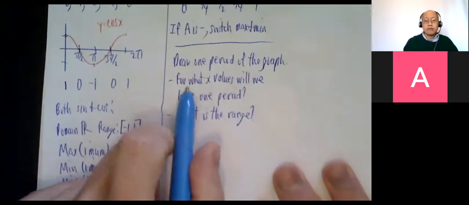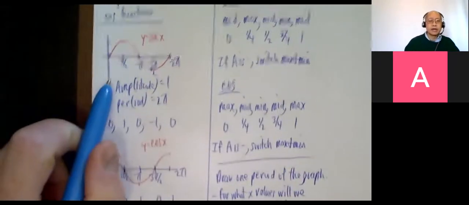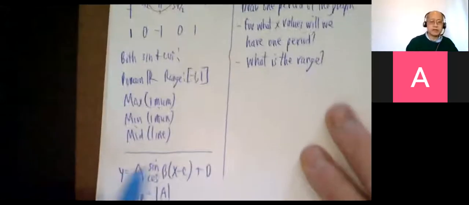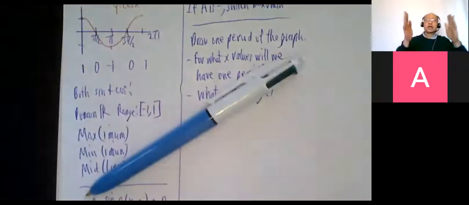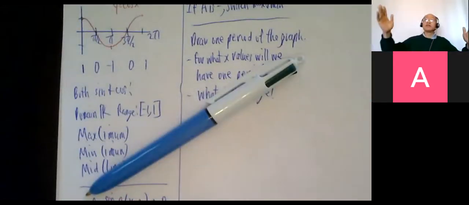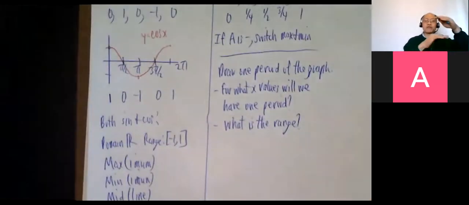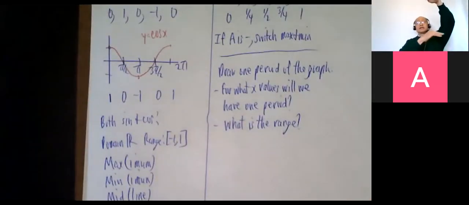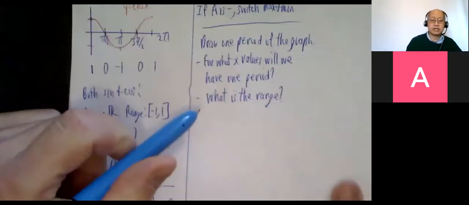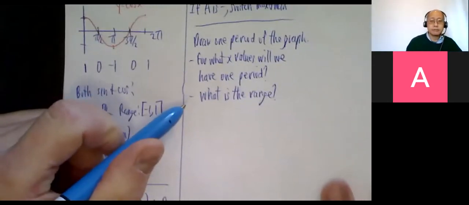Okay. For what x values we have 1 period? Well, here it's 0 to 2 pi. Here it's 0 to 2 pi. But again, because of all this stuff, it's going to change. So instead of going from 0 to 2 pi, you might go from here to here or here to here. And the range, instead of -1 to 1, it might move like this or whatever. So how do we figure all that stuff out? Okay. So that's what we're going to do.